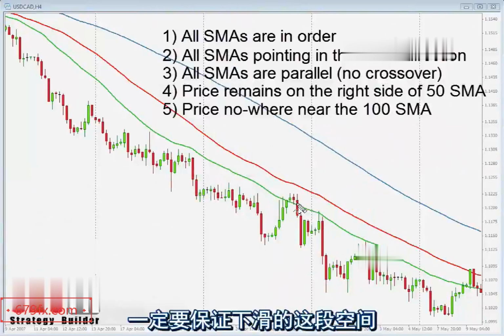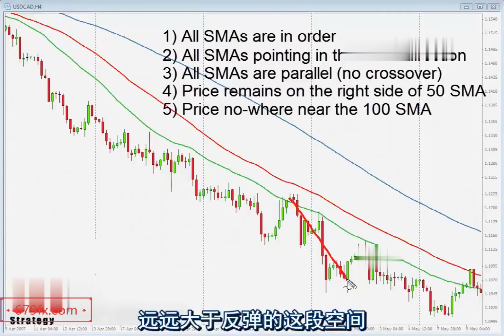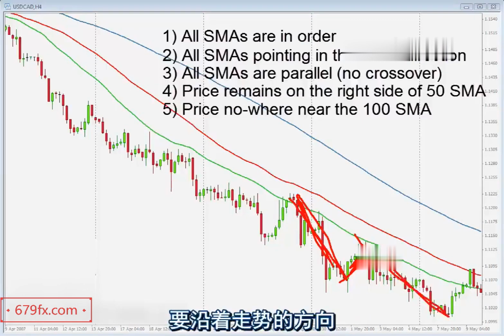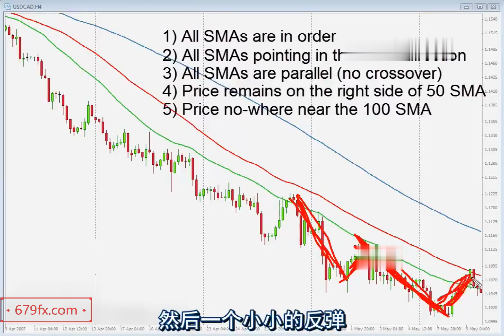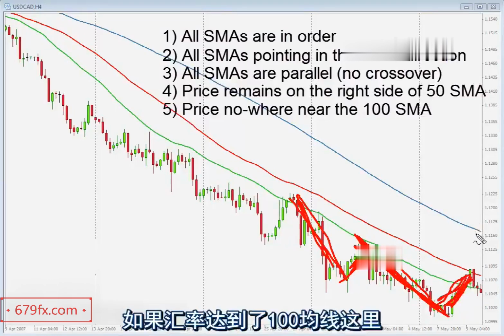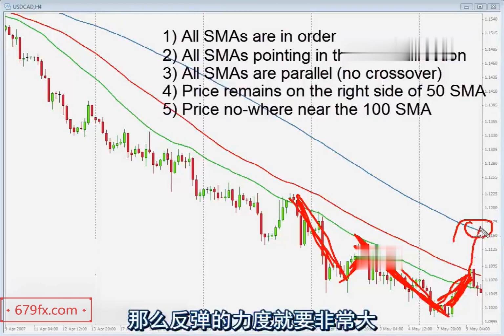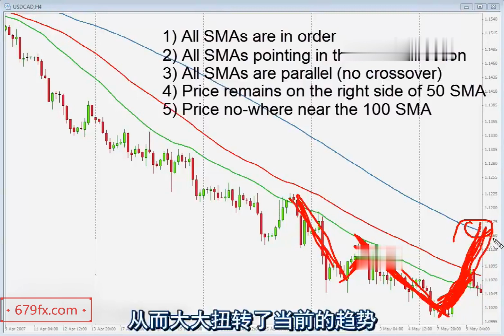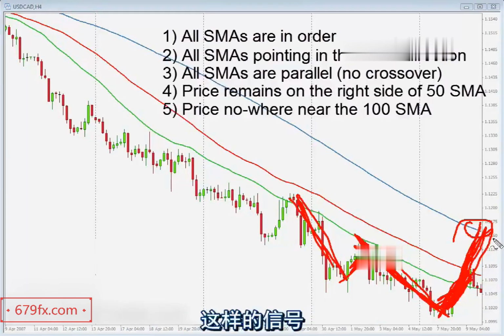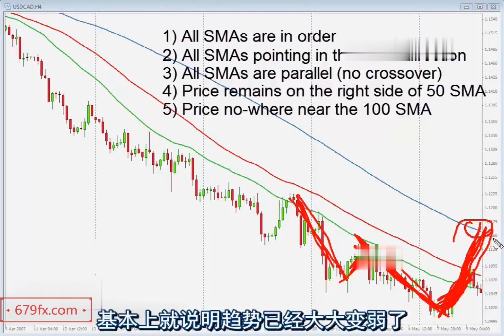50, the impulse part of the swing is much larger than the retracement part. You have a nice long thrust in the direction of the trend, and small pullbacks are all right. If we were to reach the 100, as you can see, the pullback would have been way too deep. The pullback would take quite a long, deep bite into the trend, and that usually is a signal, an early indication that the trend is actually weakening down.